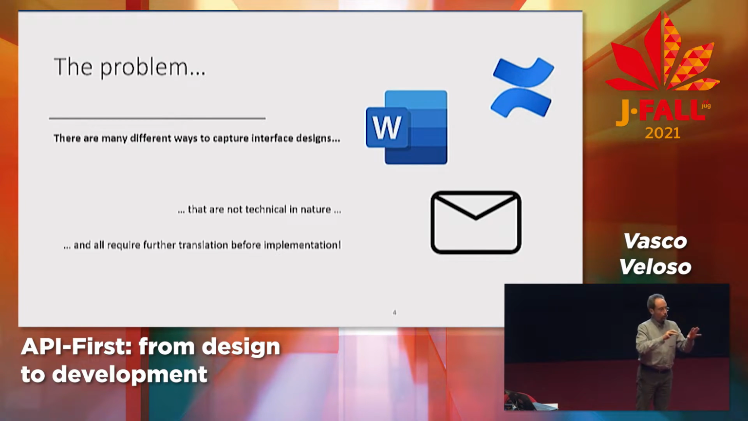Those means of communication are not technical in nature. A Word document, Word was designed for novelists, let's be honest. It's a word processing tool. It doesn't have any connection to the software development world, just to give an example. So while all those tools are fine to exchange opinions, when it comes to the technical part of it, and we're talking about API specifications, then they are a bit lacking.